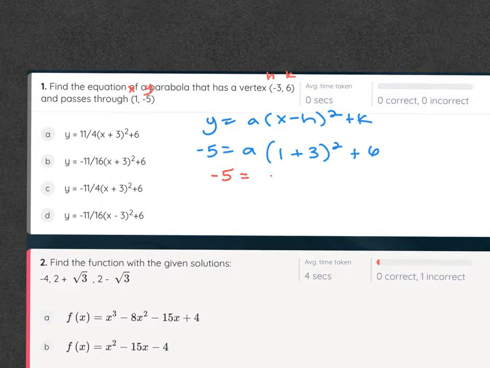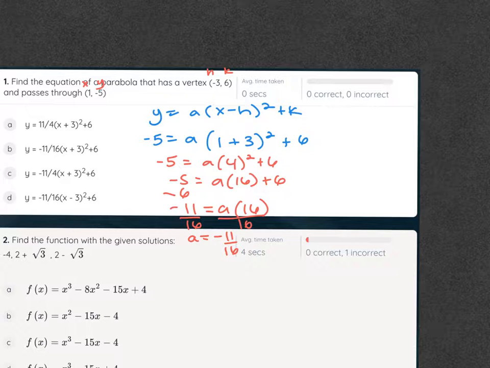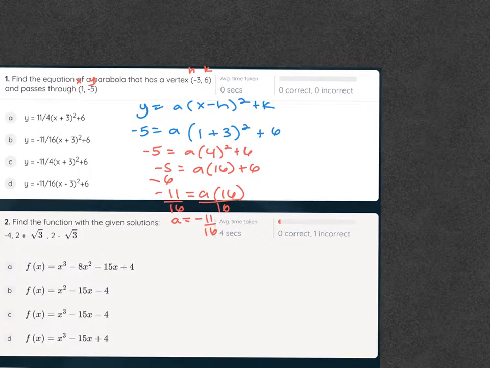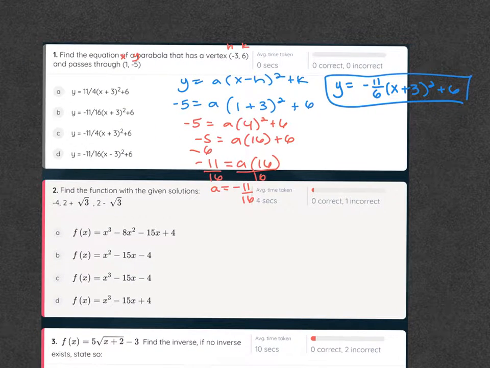So this becomes -5 equals a times 4 squared plus 6. -5 equals a times 16 plus 6, subtract the 6. I get -11 equals a times 16, divide by 16 on both sides. And a is -11/16. So then when you plug it back in, you're plugging in just your a, your h, and your k. So y stays as y, the a is -11/16, x stays as x, minus a -3 becomes +3, squared, plus 6. And there's your correct answer, which I think they shuffled around. But in this one it would have been B.